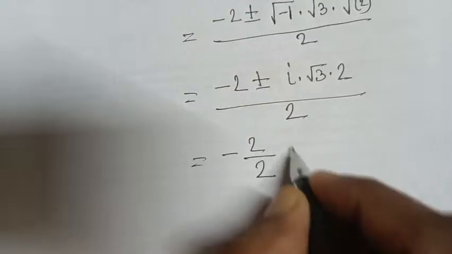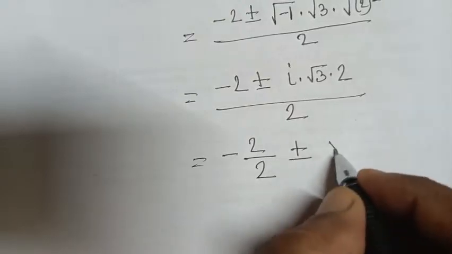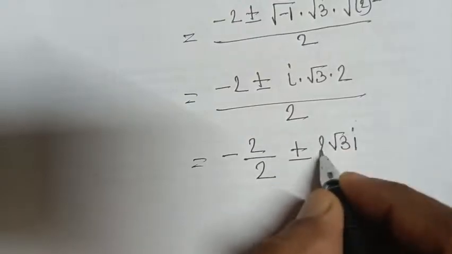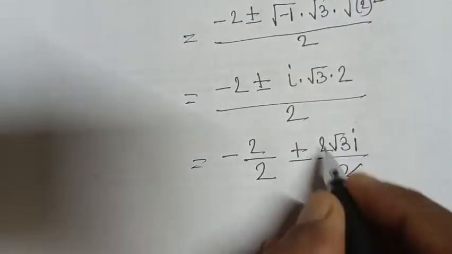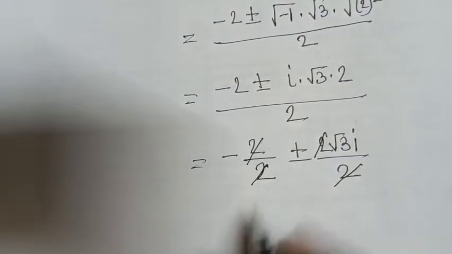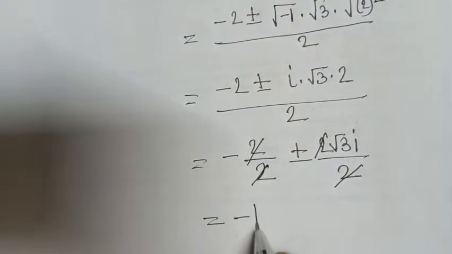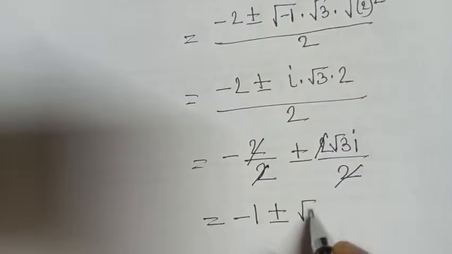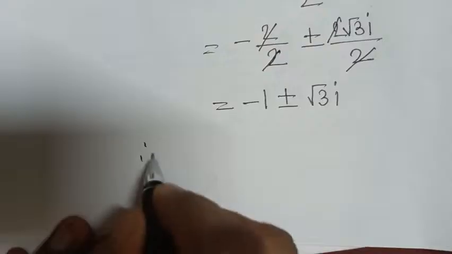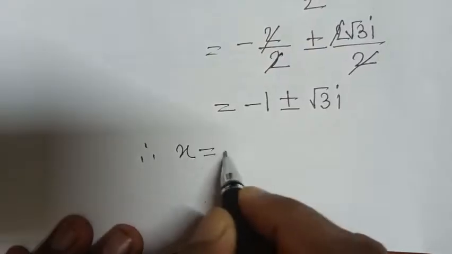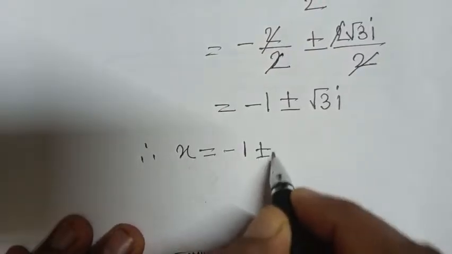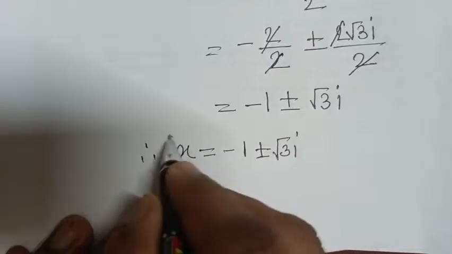Then we split like this, root 3i over 2. This 2 and this 2 will be cancelled out, and this 2 and this 2 will be cancelled out. We get minus 1 plus minus root 3i. Hence we get another complex solution, x is equal to minus 1 plus minus root 3i.